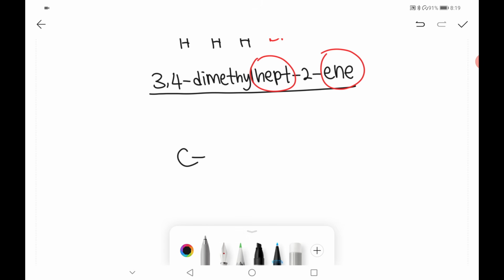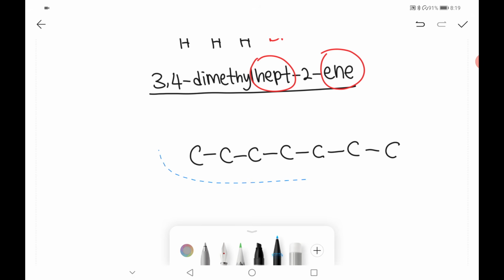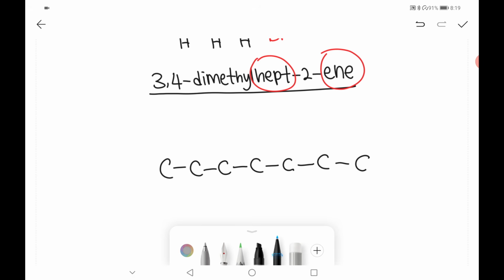Okay, let us draw 7 carbons first: 1, 2, 3, 4 and 5, 6 and 7. After that, you need to put the double bond in the right location. As you can see, the number is 2. The number 2 means the double bond is on the second carbon.